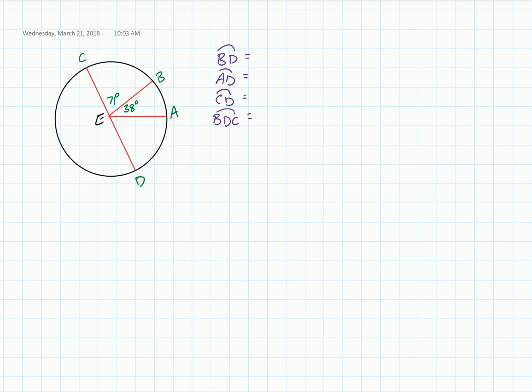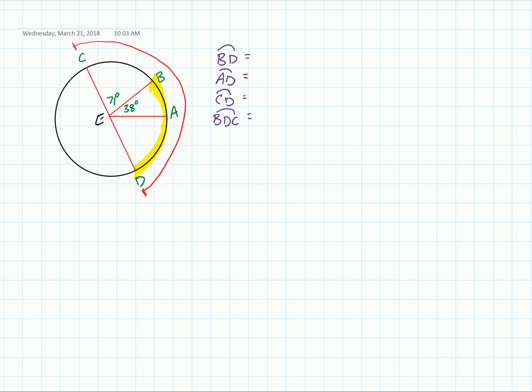So number one, they're asking for BD. And so BD, if I follow the shortest path from B to D, is this yellow arc right here. We need to figure out how many degrees this is. If I know the whole circle is 360, then half of it must be 180. So from C all the way around to D must be 180 degrees.